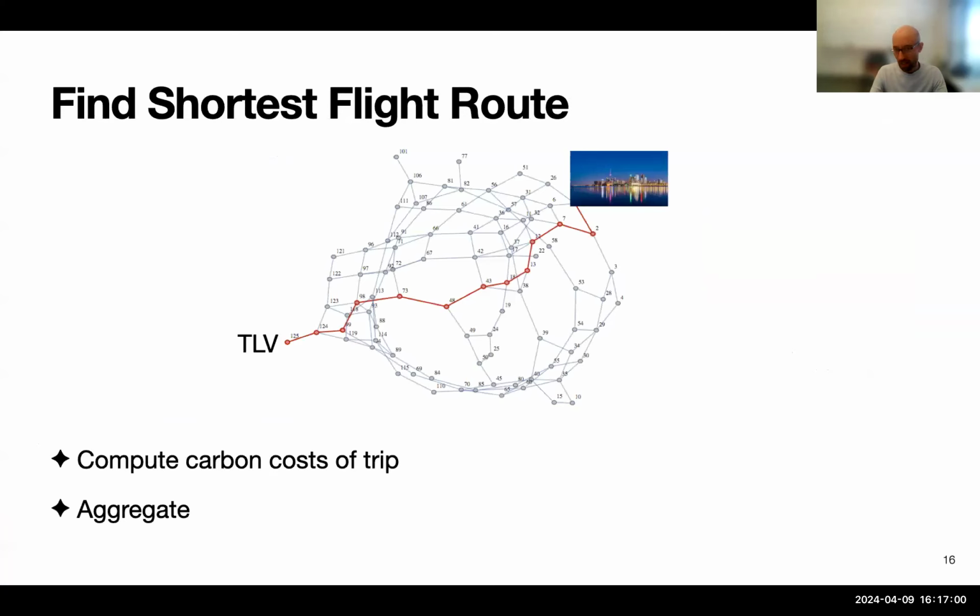And then we got open source flight information, and we computed the shortest path from each of these airports to the target city, in this case Toronto, and we computed the carbon cost of having such a trip. We aggregated it, and we got a number that gives us an estimate of how much carbon a given conference, or at least the flight component of a given conference, consumes.